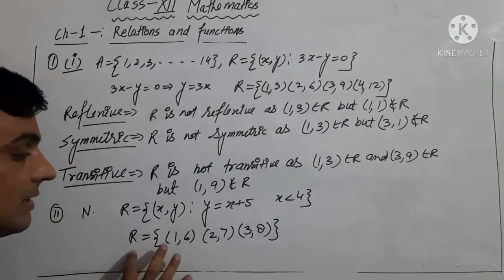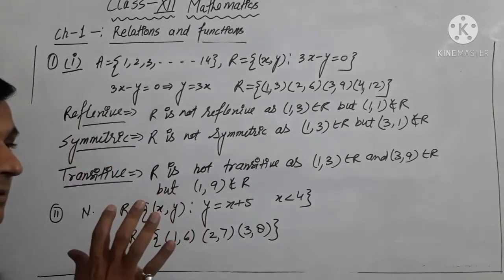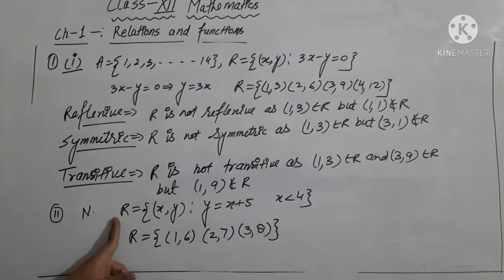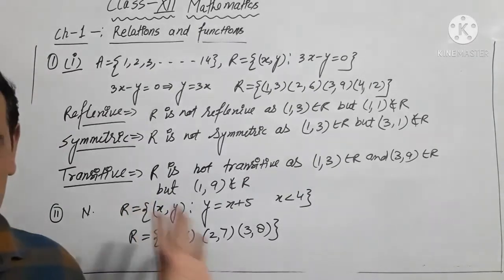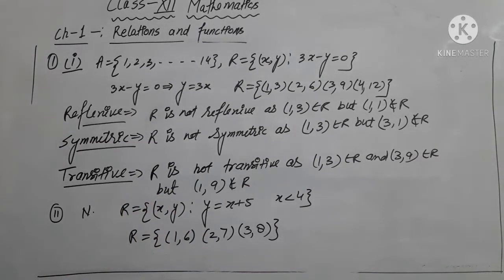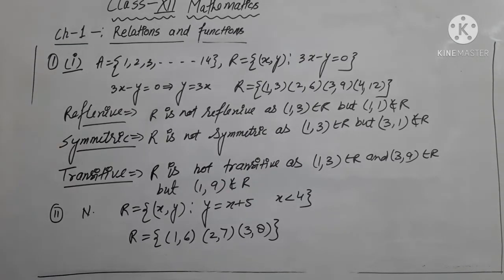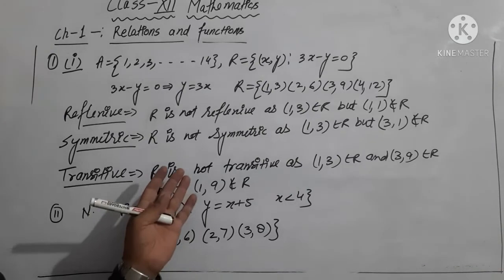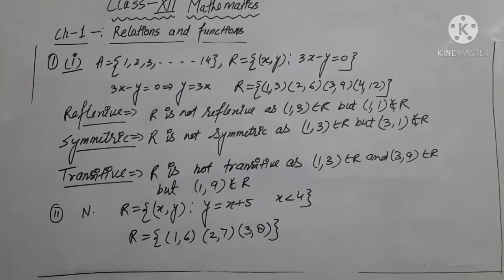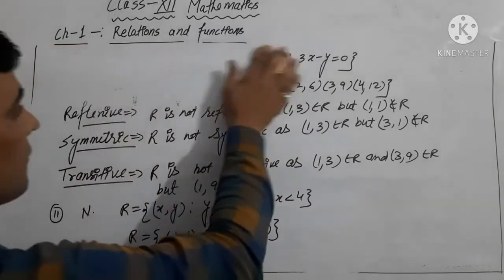So this relation will be transitive. The relation R in the second part is neither reflexive nor symmetric, but it is transitive. Clear? Now parts third and fourth are the same. You can do it easily. Come to part fifth. You can take a screenshot for this also. Okay. Now come to the fifth part.